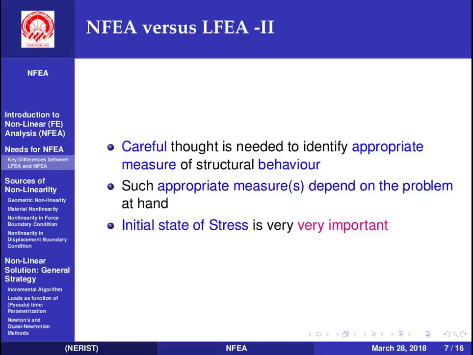So what kind of appropriate measure we will take depends on the problem at hand. And also in nonlinear analysis, the initial state of stress before the analysis has started, or the state of stress at the current state of analysis, will affect the future state of stress and strains during the analysis procedure, and that's why the initial state of stress is very, very important.